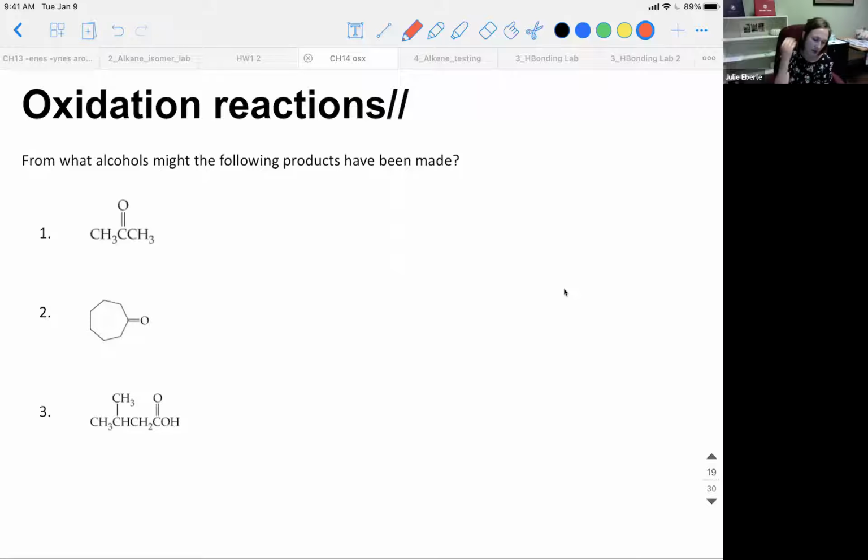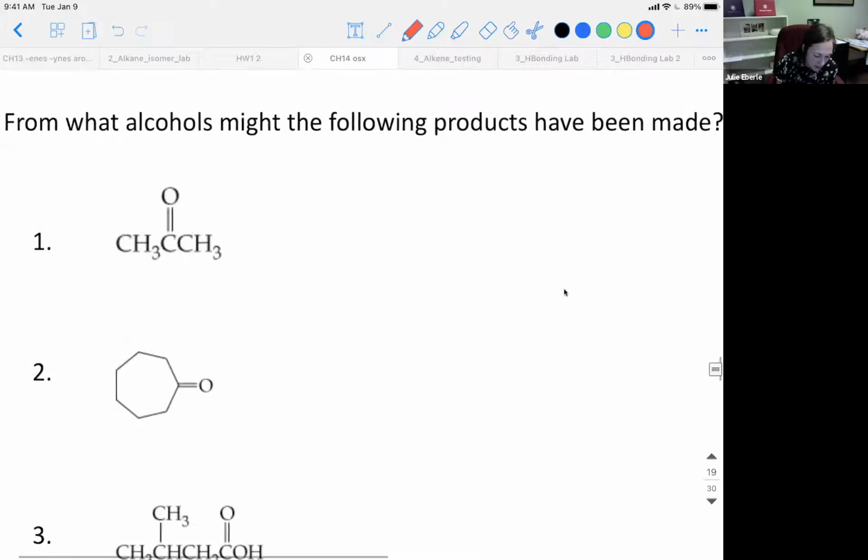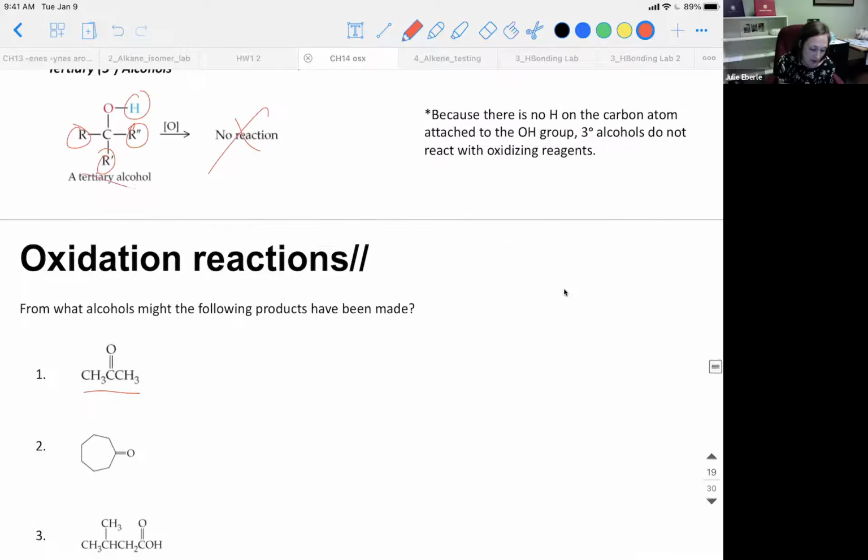From what alcohols? So we're working in reverse here. We're taking the product and we're backtracking. We're saying, okay, instead of oxidizing, what if we reduce it back to the alcohol that we originally should have had? What would we get? Well, you have to be able to identify what you have. What kind of product did we get here? Remember, by the way, tertiary alcohols don't react. So we're not going to form tertiary alcohols. We're going to be making secondary or primary alcohols.